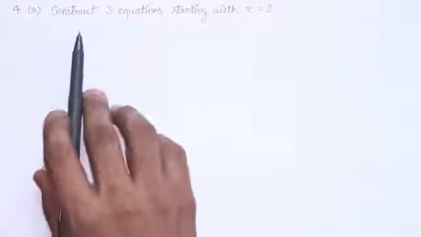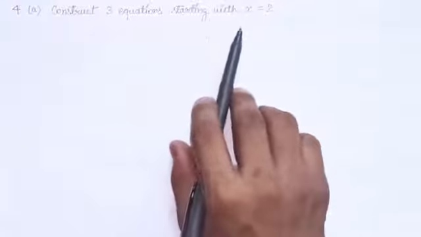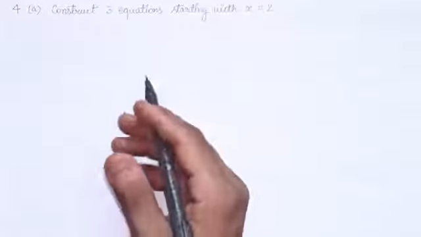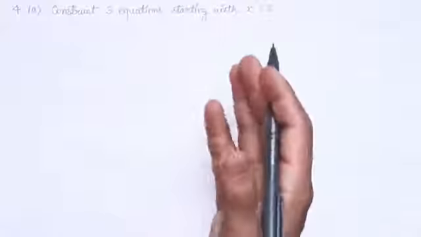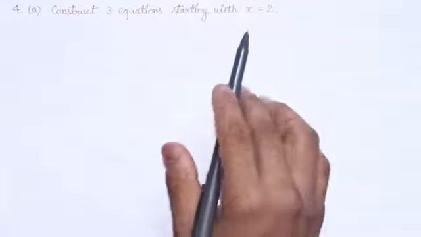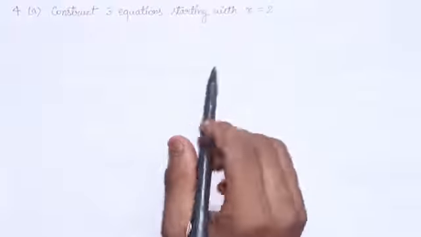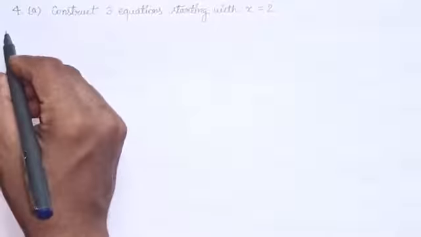And the last question from exercise 4.3: construct an equation starting with x equals 2. It means that we have to make 3 equations starting with x equals 2 by performing some operations like addition, subtraction, multiplication and division on this equation x equals 2. So let us see the solution.